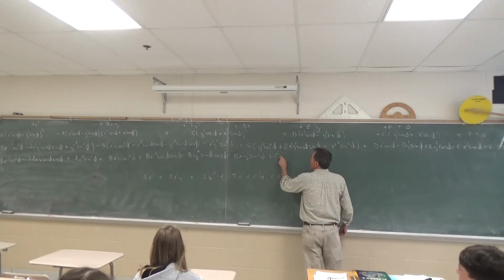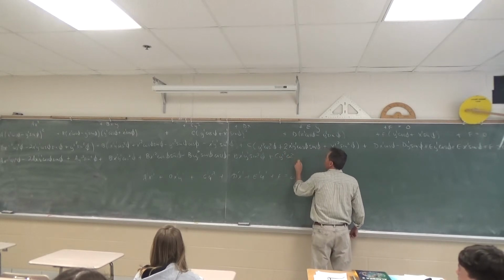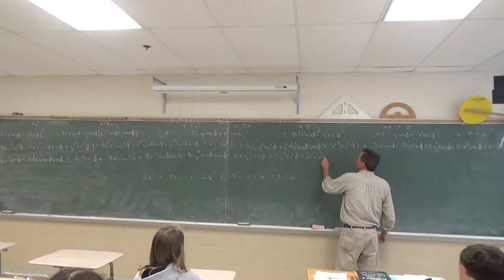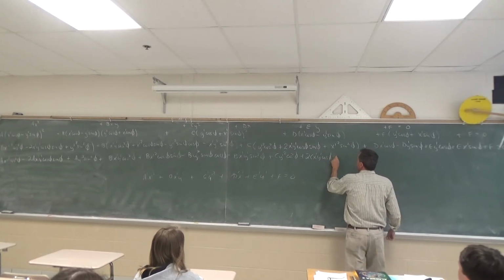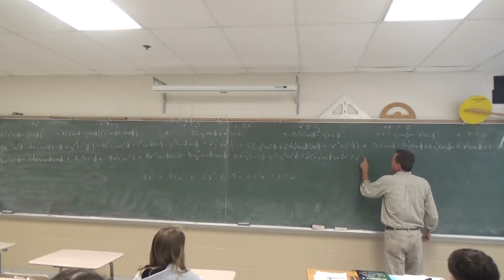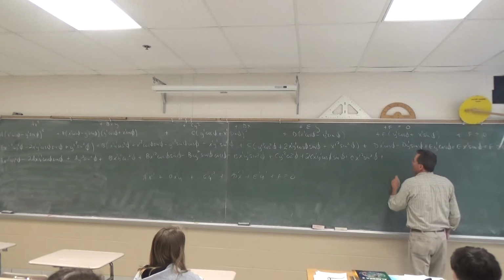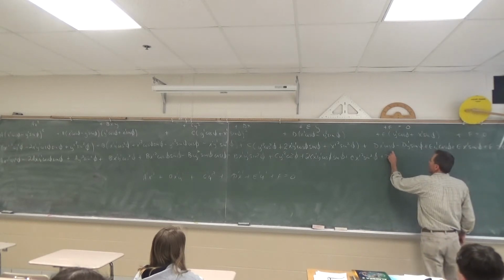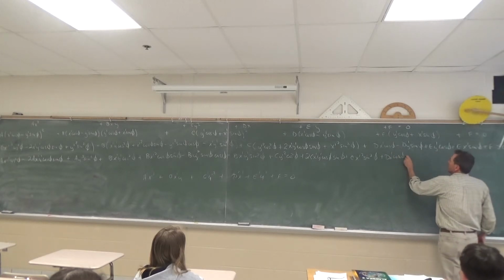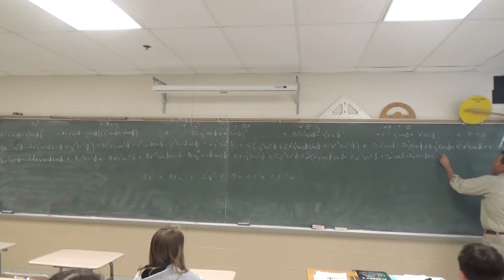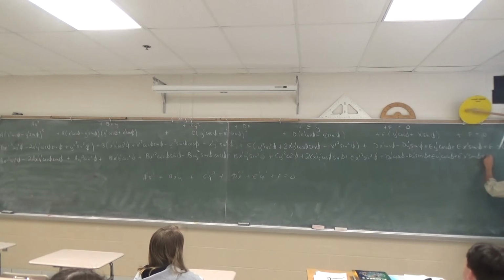plus c y prime squared cosine squared, plus 2c x prime y prime cosine sine, I'm trying to get you to understand why though, plus c x prime squared sine squared, plus d x prime cosine, minus d y prime sine, plus e y prime cosine, plus e x prime sine, plus f equals 0.